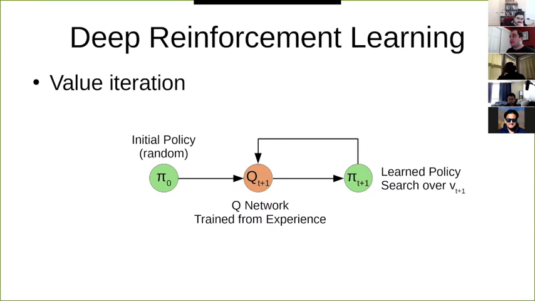Once we've trained that Q network, we're going to use that new Q network as our new learned policy. So now, instead of playing randomly, we're going to assume that our Q network is exactly right, and we're going to play according to that. Then we're going to retrain the Q network and replay, and retrain the Q network and replay.